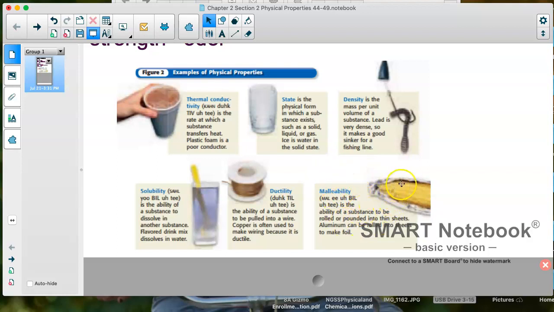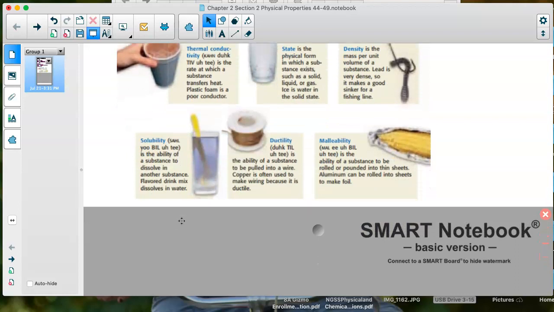Malleability: can it be shaped like aluminum foil into another shape? Ductility: can it be drawn into thin wires? Is it soluble? Does it dissolve in another substance, like Kool-Aid dissolves in water?